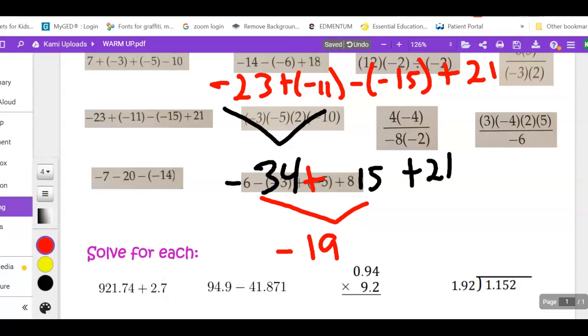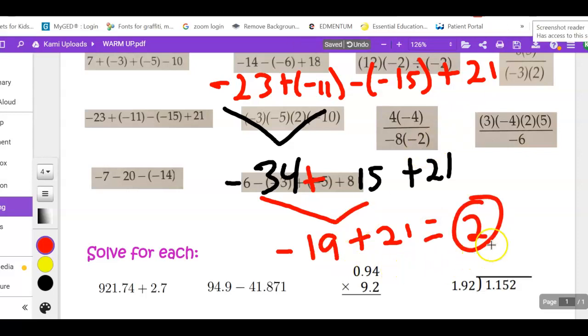Let me go back over to our other problem, and I'm going to bring down the rest. I have 21. So now I have negative 19 plus 21. So negative 19 plus the 21, I'm going to follow my rules. I'm going to get a 2. There we go. Negative plus positive, remember, subtract, keep the sign of the larger digit. Our final answer being 2. Let's keep it going.